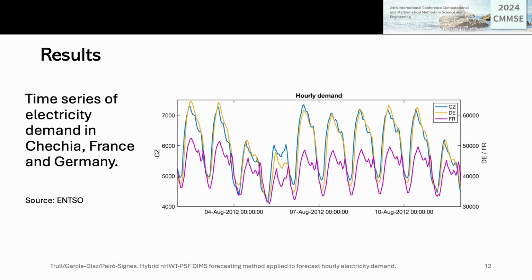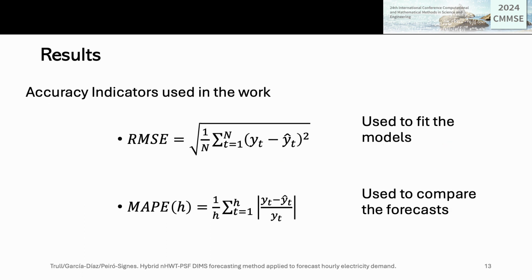Then we applied this novelty to several electricity demand series obtained from ENTSO-E. This is the European TSO regulator that provides this electricity demand series. You can see here on the right side we have demand for Czechia, France and Germany. France and Germany are on the same level, although the behavior is not the same, but Czechia has a different behavior. Due to that, we use these three time series.